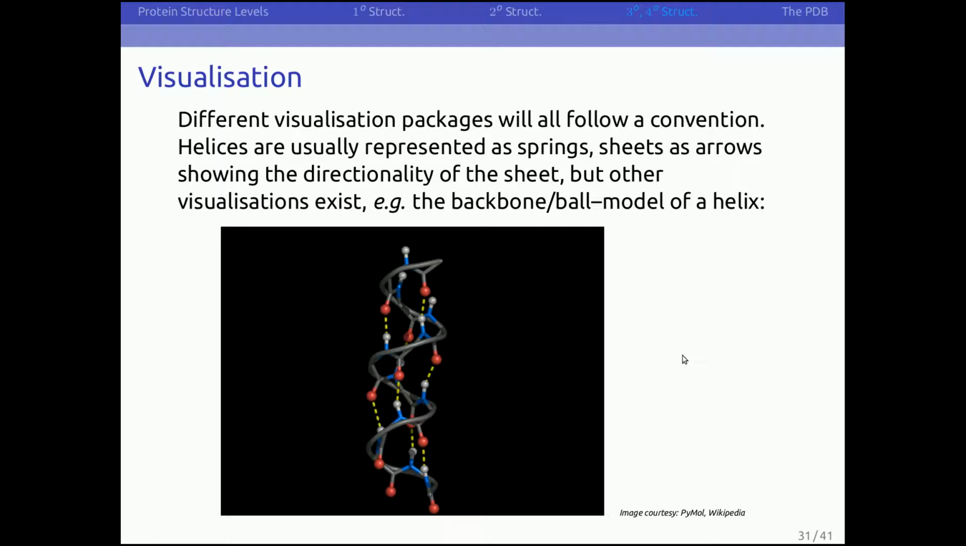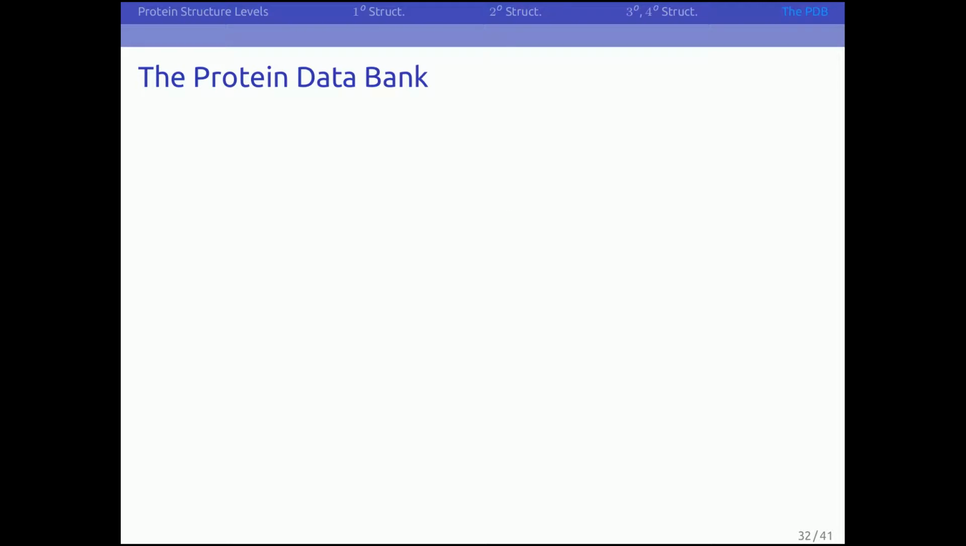Okay? So different visualizations do exist, but the most common one tends to be the coiled or the ribbon diagram, where helices are represented as fat ribbon springs and sheets are represented as thick arrows. Okay, why did I go through that exercise? It's all to lead to this, the protein data bank.